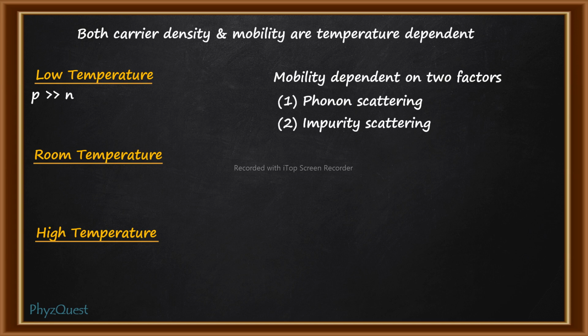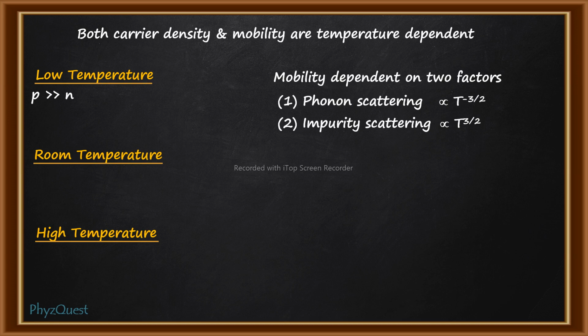For phonon scattering, the mobility is proportional to T to the power minus 3 by 2, whereas for impurity scattering, the mobility is proportional to T to the power plus 3 by 2, which means as the temperature decreases, mobility due to the impurity scattering also decreases, which has just the opposite effect of the phonon scattering. So at very low temperature, mobility due to impurity scattering is dominant. Mobility contribution due to lattice scattering will come into the picture once the temperature is increased.